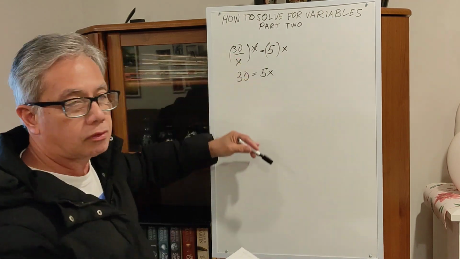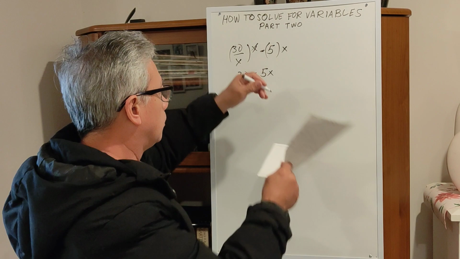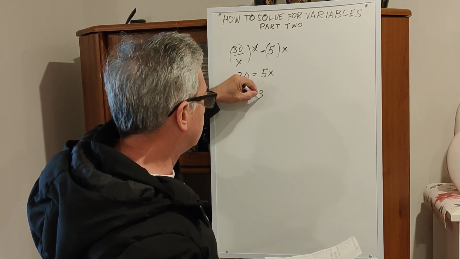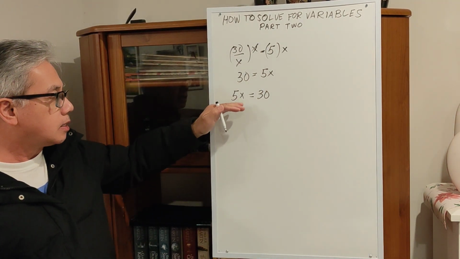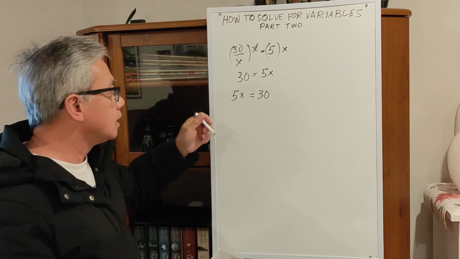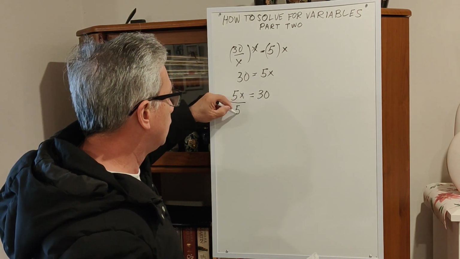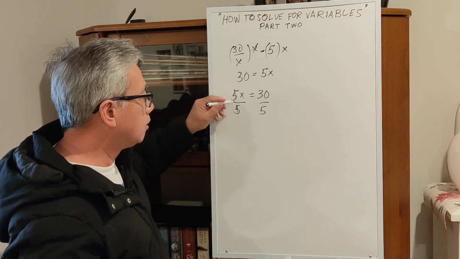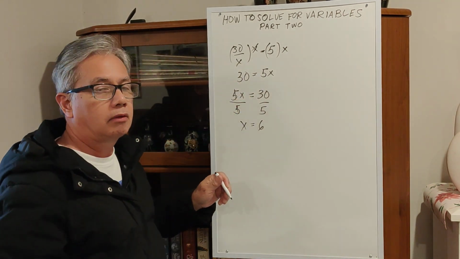You can continue solving here, or we can swap it. We can make it like 5x is equal to 30. It's still the same because it's the same value. So 5x, to remove the 5 from the x, this is times, so the opposite of times is division. So we divide both sides by 5. So this one will cancel out. So x is equal to 30 divided by 5, which is 6. Then we do a check.